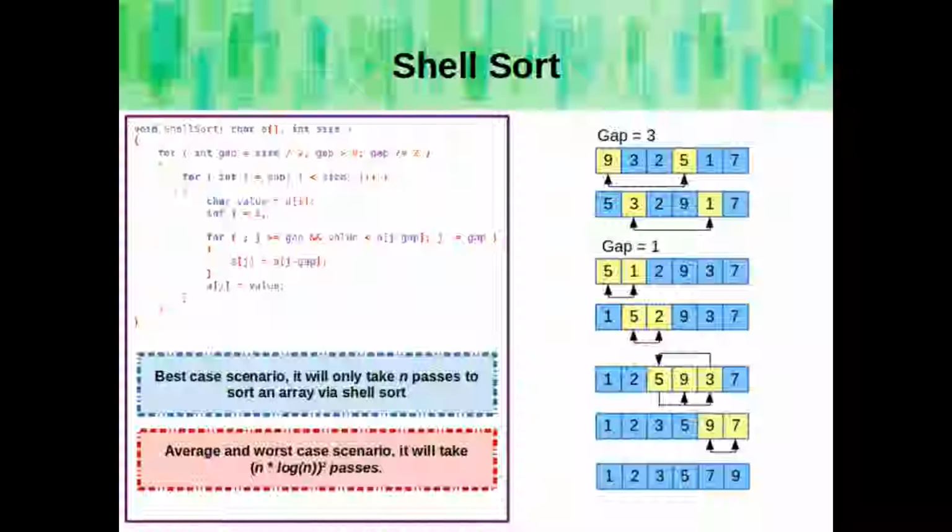Here's a shell sort. In the best case scenario, it'll only take n passes to sort an array this way. Average and worst case scenarios, it'll take the square of n times log n.